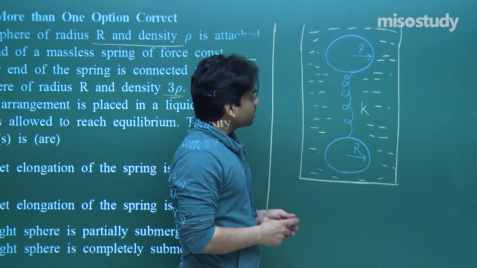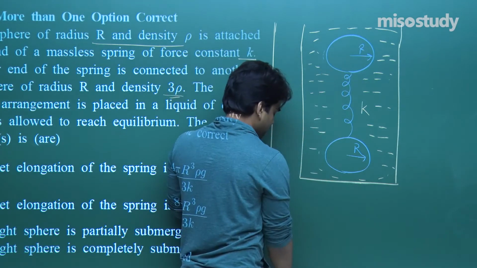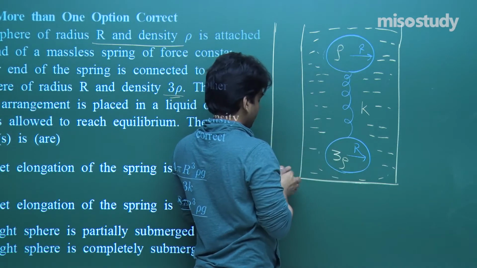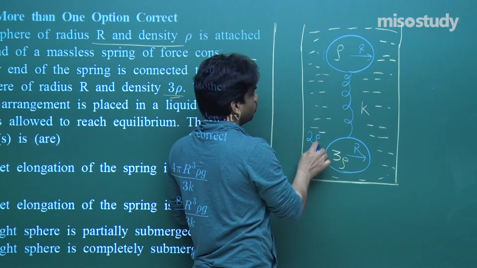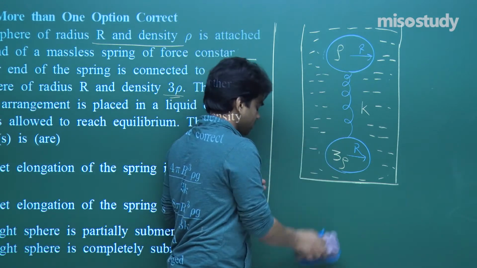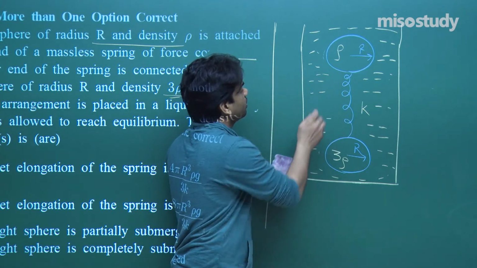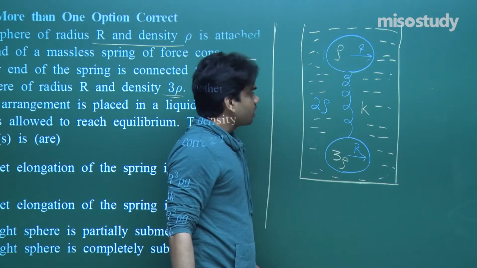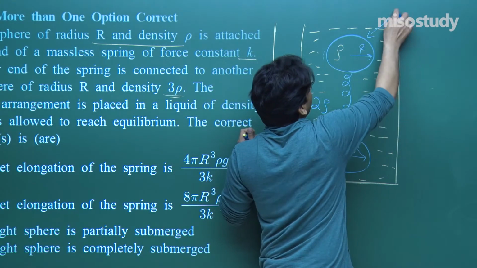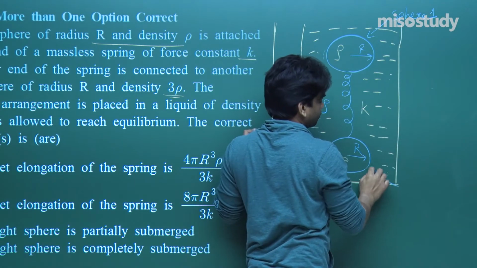Now see here, the forces acting on these 2 spheres. Its density is given as rho, and its density is given as 3 rho, and the liquid density is given as 2 rho. Let me write this 2 rho at the center so that everything is clear to you all. Now first of all, we talk about the upper sphere, sphere 1. Let's say this is sphere 1 and this is sphere 2.